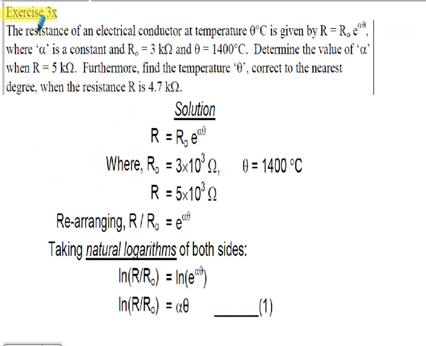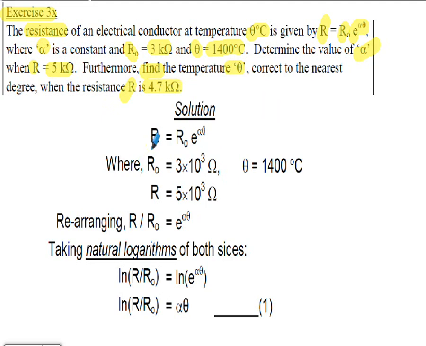Exercise 3x. We're given the resistance of an electrical conductor at temperature theta degrees C is given by the expression R is equal to R0 multiplied by e to the alpha theta, where alpha is a constant and R0 is equal to 3 kiloohms and theta is equal to 1400 degrees C. We've got to find the value of alpha when R is 5 kiloohms and also find the temperature theta correct to the nearest degree when the resistance R is 4.7 kiloohms.